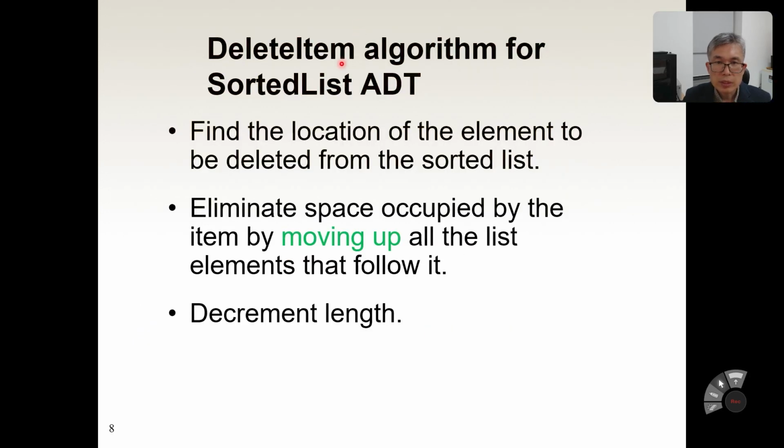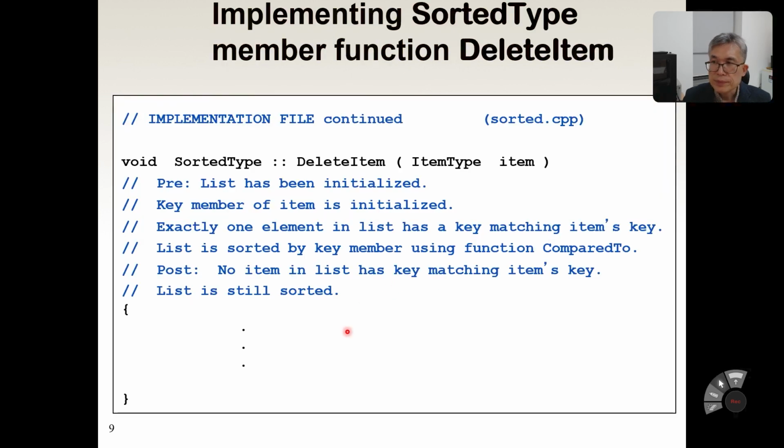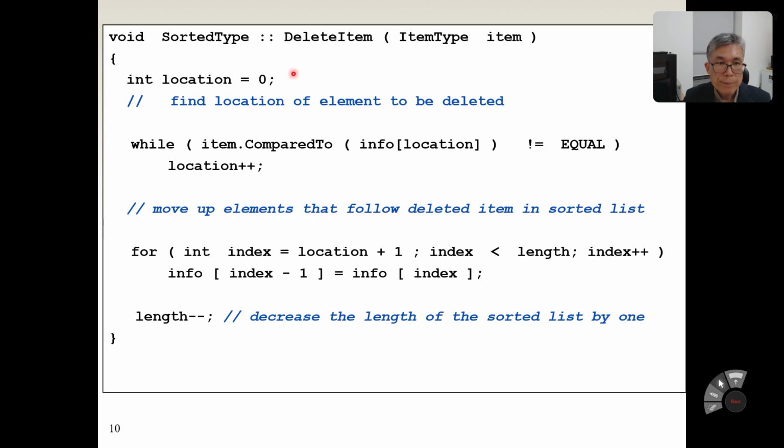So the delete item algorithm for sorted list ADT. First, find the location of the element to be deleted from the sorted list, and then eliminate the space occupied by the item by moving up all the list items that follow it, and then decrement the length. This is the implementation of delete item. So we want to find the delete item location, and then we can delete.